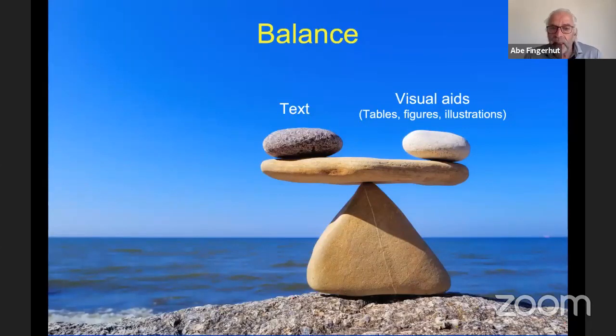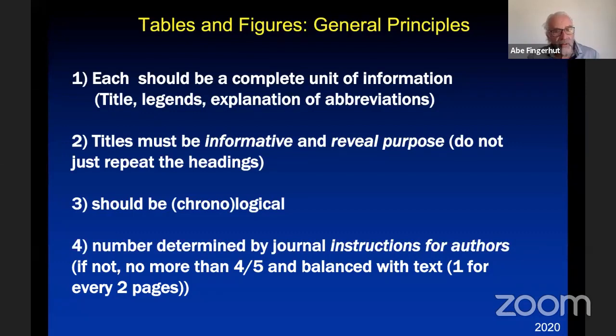And actually, there should be a balance between the text and the visual aids. Some of the general principles behind tables and figures are in common between tables and figures. Each table or each figure should be a complete unit of information. In other words, we need a title, we need an explanation or legends if it's a figure, or an explanation of abbreviations if it's in a table.